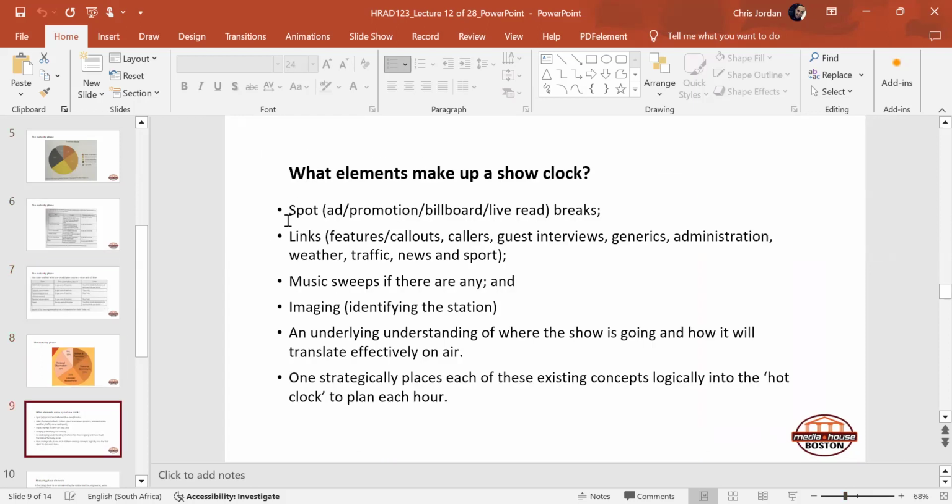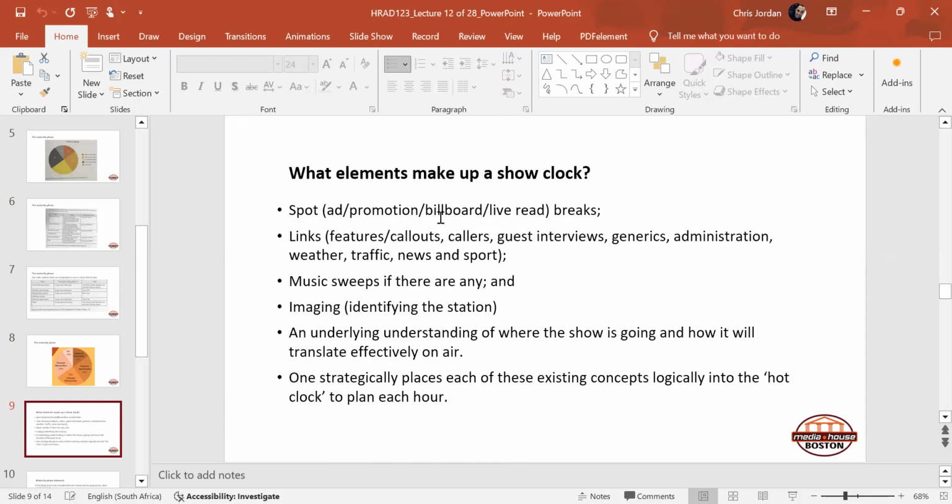Okay, what elements make up the show clock? The show clock is made up of spots, so ads and promotions, billboards, live reads, so spot breaks. Think of that clock that we're going to construct, and what it's going to include. So spot breaks, any one of these constitutes advertising.